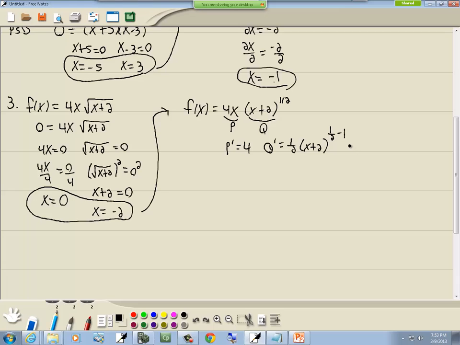Lower our power by 1. And then we multiply it times the derivative of what's inside the parentheses. This is the chain rule, specifically the general power rule. Well, the 1/2 minus 1 gives us negative 1/2. And the derivative of x plus 2 is 1, so it drops away. So then this gives us 1 over 2 times x plus 2 to the 1/2. And our formula is p prime q plus p q prime.